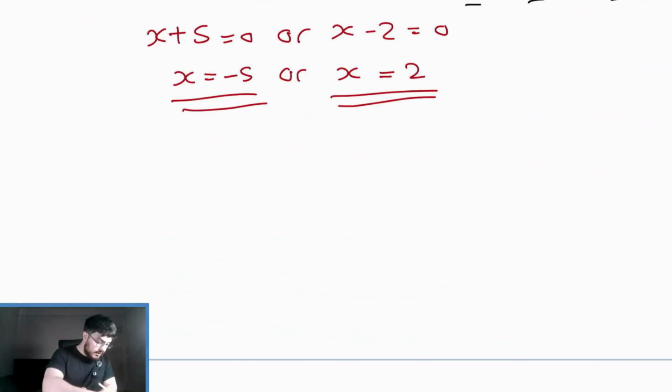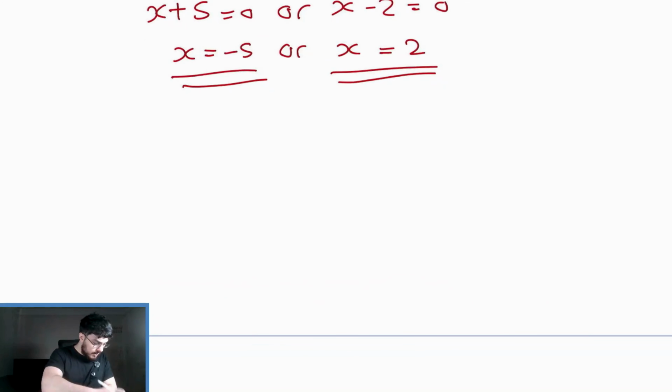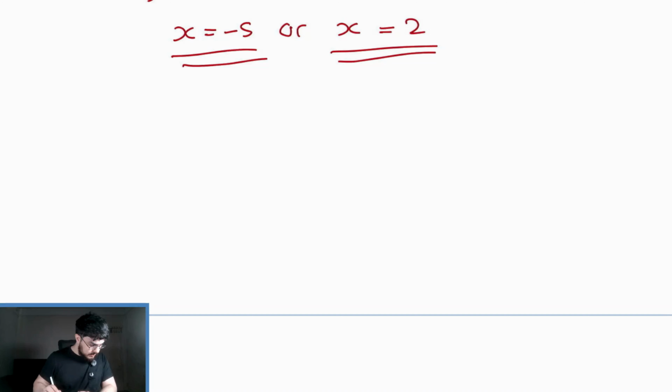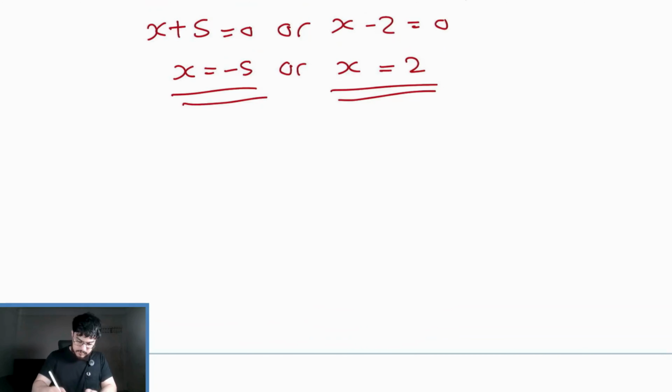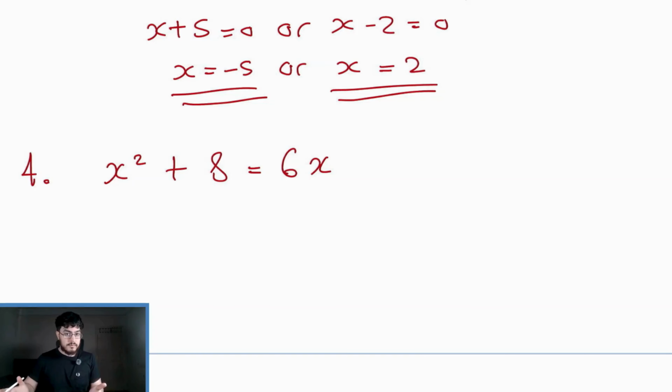Let's keep it going. So the next one is going to be x squared plus 8. Okay, there, let's do that. So x squared plus 8 is equal to 6x. Hold on a minute, this looks really different.